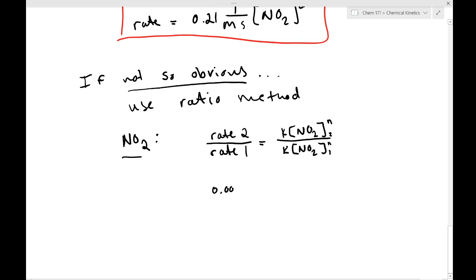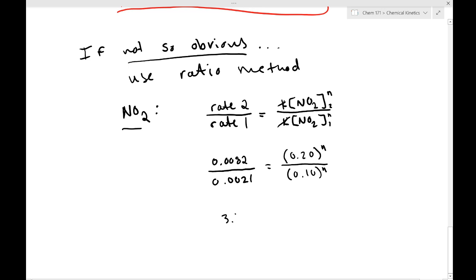My bad. Okay, so rate number 2 was 0.0082 divided by 0.0021. That's the first rate. And this is equal to the rate constant. Actually, the rate constants cancel, so I'm just going to ignore those here. I'm going to have my initial concentration for the second reaction, which is 0.20 raised to the factor of n, divided by the concentration for the first, 0.10 raised to the factor of n. Here I just compute these numbers down, and I get 3.9 is equal to 2 raised to the n.